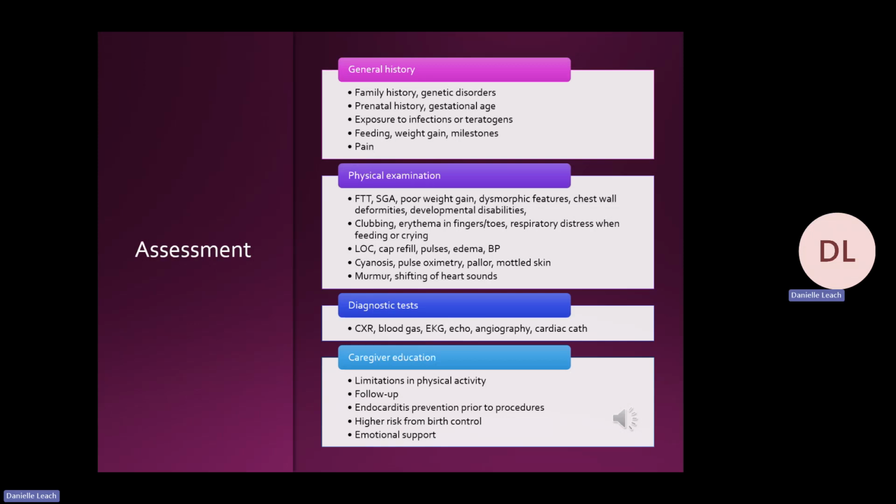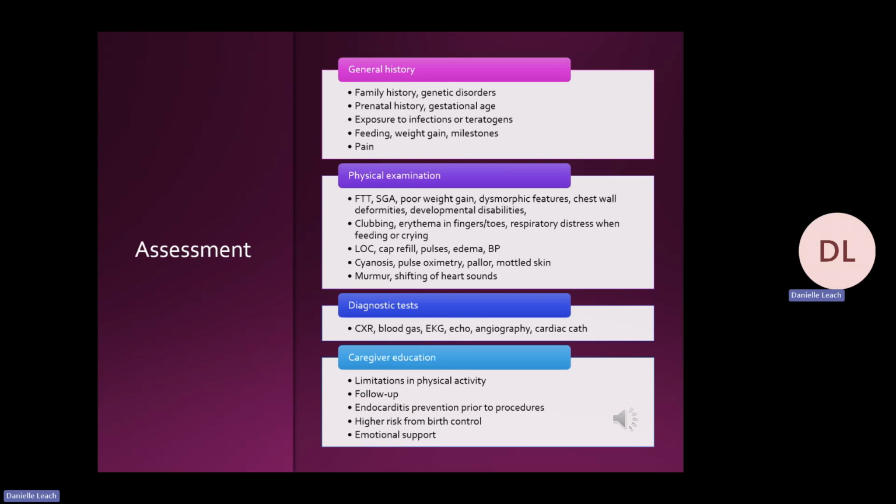So on physical examination, we can do things, of course, like height and weight to see if they're failure to thrive. Were they small for gestational age at birth? Did they have poor weight gain as a baby or a young child? Do they have any dysmorphic features that we would think possibly they have some sort of genetic disorder? Any chest wall deformities or any developmental disabilities?